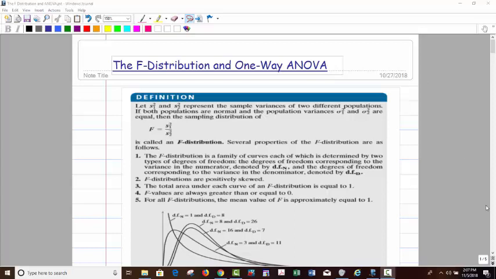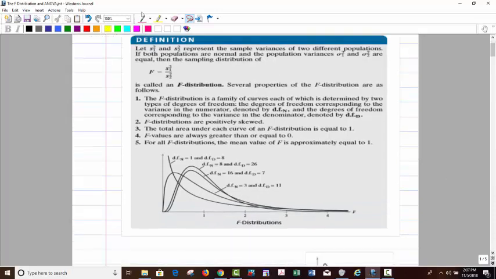So let's just briefly take a look at this. This is when you're comparing two different populations. So S1 and S2 are the variances for two populations, and they're assuming that the population variances are equal. And F is essentially a ratio of S1 squared over S2 squared, the first variance divided by the second variance.